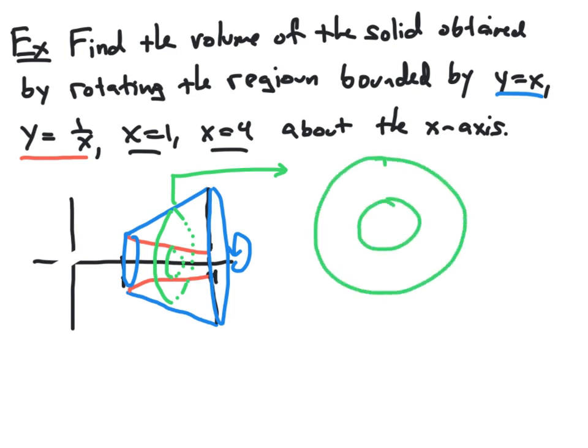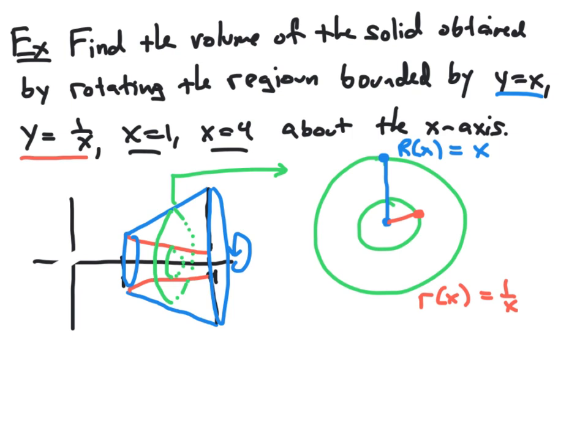And so if I take out our washer here, what we need to do is determine the area by looking at the outer and inner radius. So here, our outer radius will be the distance from the x-axis out to our outer curve of our region, which is our blue curve, which is y equal to x. And so our outer radius here will be just simply x. And our inner radius will be the distance from the x-axis to our red curve. And our red curve is given by the function 1 over x.